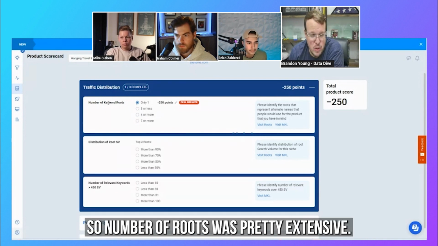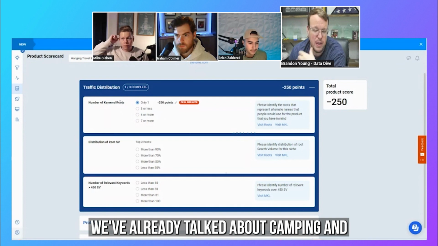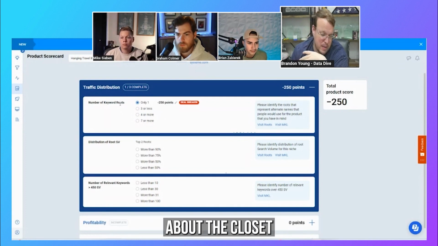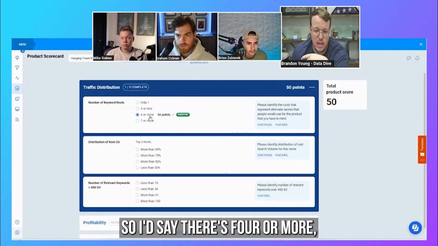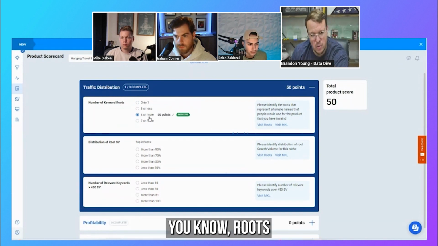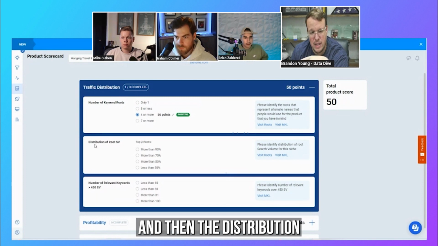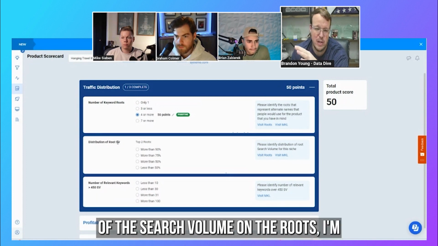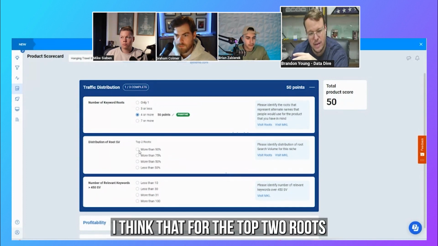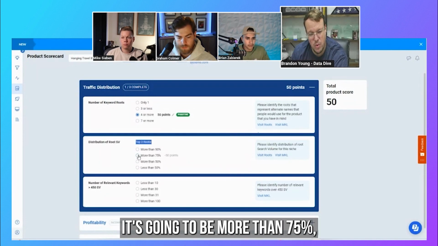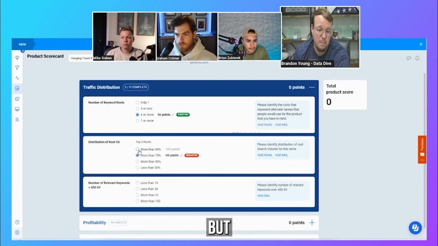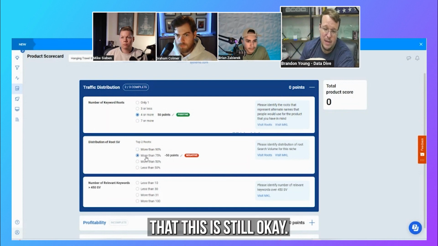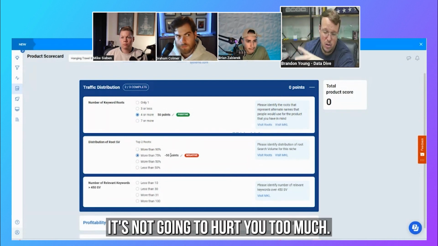So the number of routes was pretty extensive. We've already talked about camping, and we've already talked about the closet and the travel and potentially the cubes and all that. So I'd say there's 4 or more routes that are pretty good. And then the distribution of the search volume on the routes, I'm not so sure. I think that for the top 2 routes, it's going to be more than 75%, probably maybe even 90%. But I think that this is still okay. It's not going to hurt you too much.